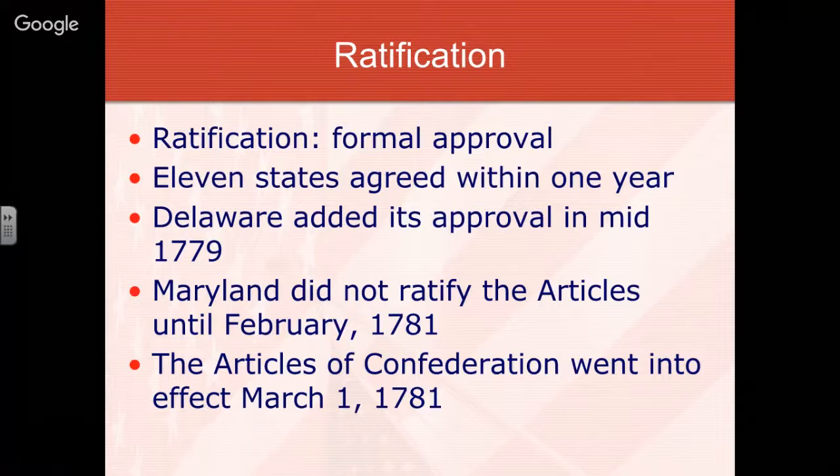Although this sounds like a rather long time frame, keep in mind that at this time a war was being fought, and also news didn't travel as fast back then as it does today. Delaware added its approval in mid-1779, and the last state to ratify the Articles of Confederation, Maryland, did so in February of 1781. Thus, the Articles of Confederation went into effect on the first of the following month, on March 1st, 1781.